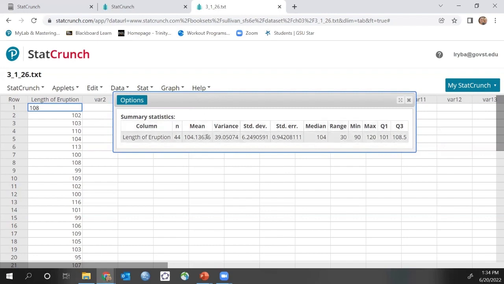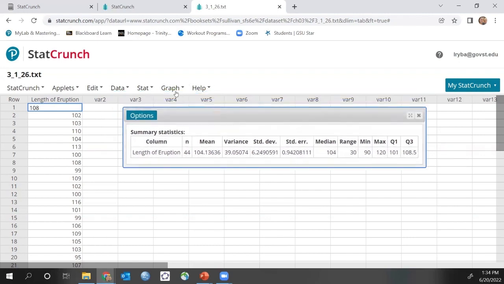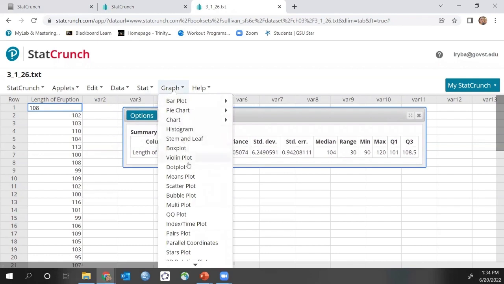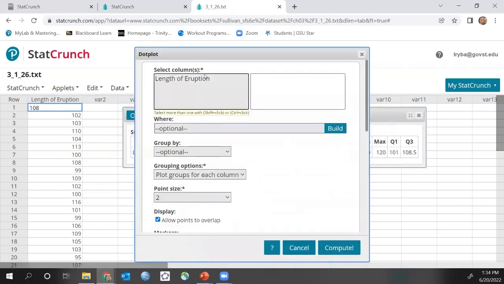So the mean is 104.1. The median is 104. So hey, they are both really, really close together. I'm going to assume that this is probably some symmetric data here. So if I create a bar graph or a dot plot, it should look pretty symmetric. So let's do that here. Let's do a dot plot. Dot plot for the length of eruptions.